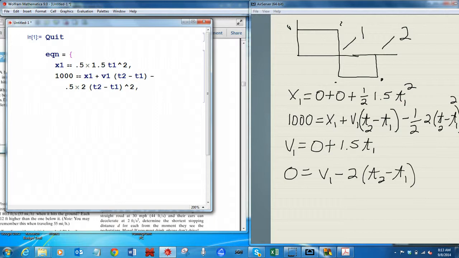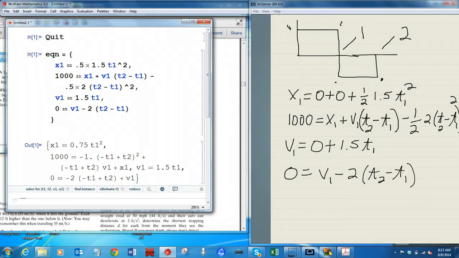Okay, let's see, and then the next equation. Whoops, what did I do? Okay, the next equation is V1 equals 1.5 times T1. And then the final one, 0 equals V1 minus 2 (T2 minus T1). Close parentheses, close curly bracket because it's a set of stuff. Okay, and then I hit enter.